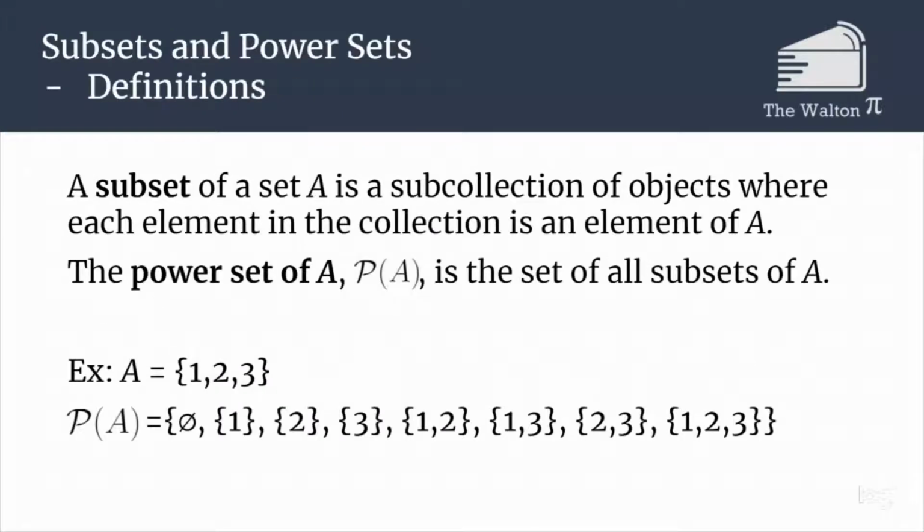So back to A equals the set {1, 2, 3}, the cardinality of A is going to be 3 because there are 3 elements in A. But the cardinality of the power set of A is going to be the number of elements there. So there are going to be 8 elements, and you can go through and count all 8 of them if you would like.